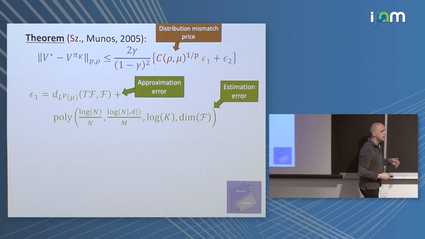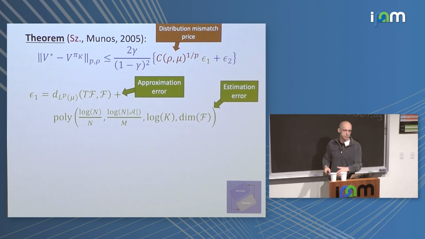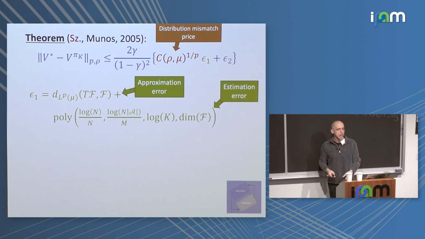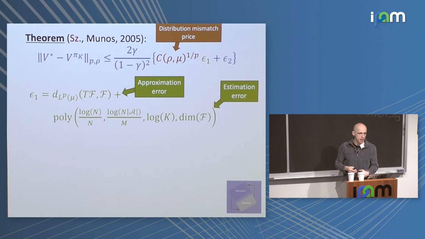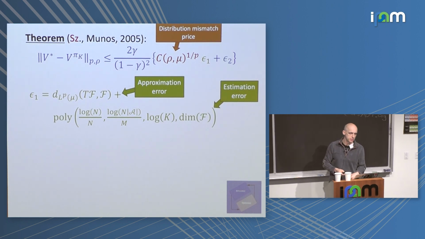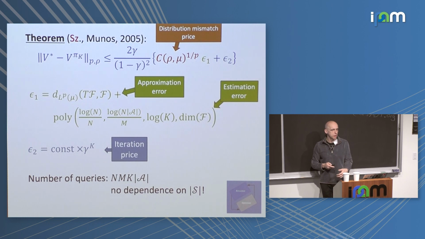So the rest is kind of the standard thing. You can control the two errors. You have a function space F, and you can measure how good a fit that function space is to the dynamics by measuring, if you apply the Bellman optimality operator to the function space, how much that function space moves around. So that's the approximation error. That comes from just choosing a function space, and there is an estimation error. So these errors can be controlled as before.